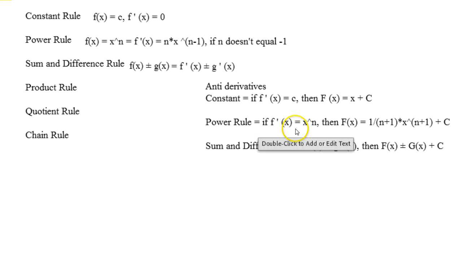All right, now the power rule is kind of cool. If the differentiated function is x to the n power, then the antiderivative is 1 over n plus 1 times x to the n plus 1 power plus c at the end. Okay, and this is just a beautiful thing. It just works out like this.